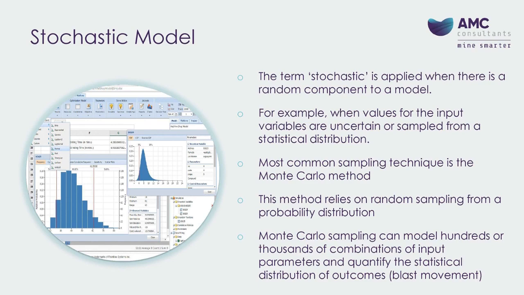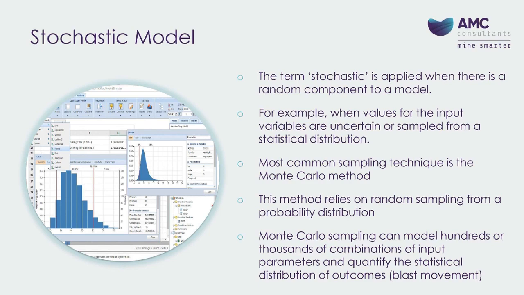Okay, so advancing on this method, I want to talk about the stochastic method, or the stochastic model. The stochastic model takes the template model and just makes it a little bit smarter. It accounts for the inherent variability of blast movement. A little bit of background: the term stochastic is applied when there is a random component to a model, for example, when values of the input variables are uncertain or they are sampled from a statistical distribution. I'm talking about powder factor, stemming heights, the blast design itself, the direction and magnitude of the blast movement. They're all inputs and they're all variable.